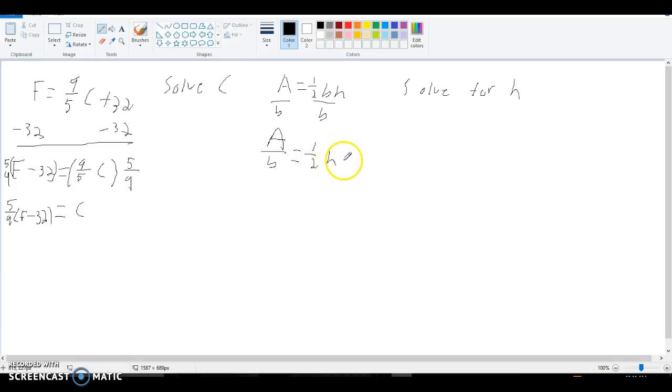So you want to multiply by the reciprocal again, since you have fractions. So the reciprocal of 1/2 is 2 over 1. So you see that 2 times your area over your base equals your height.